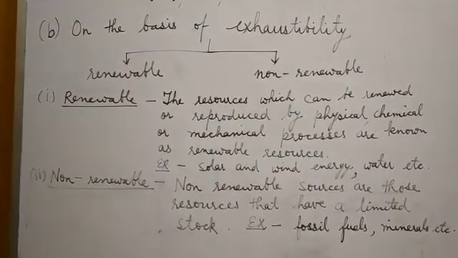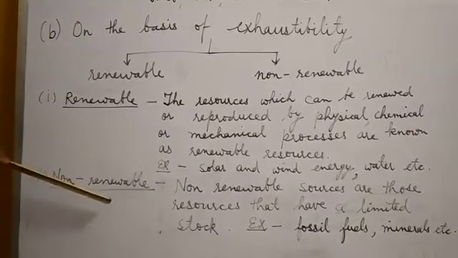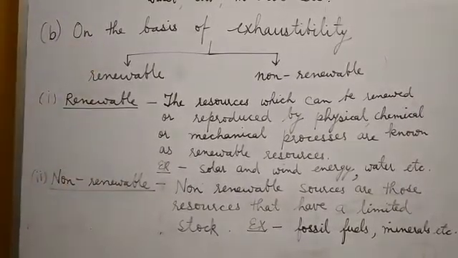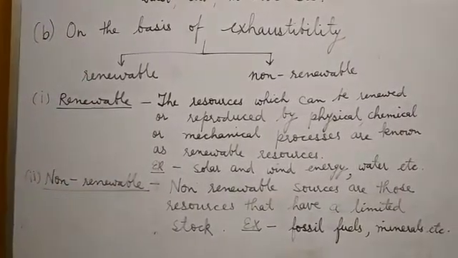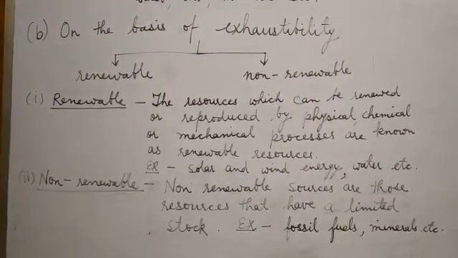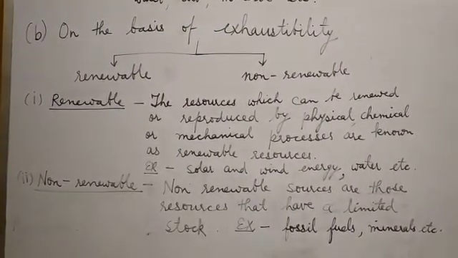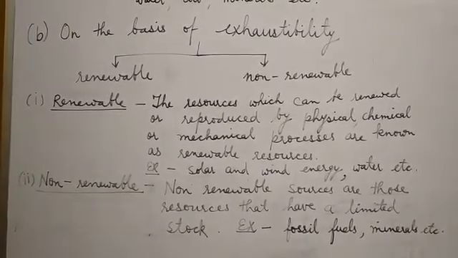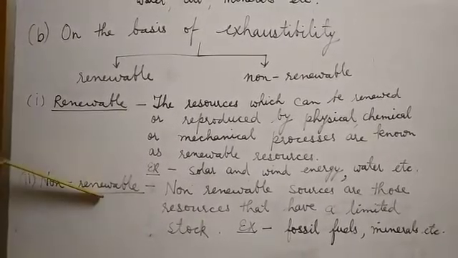There are some resources which can be recycled. For example, metals like iron can be recycled, so they can be used again, but they are regarded as non-renewable resources.